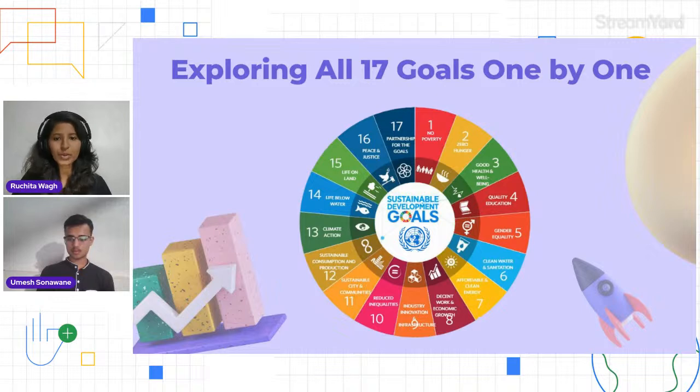So, the next goal, last but not the least, is partnership to achieve the goals. While building this solution, you can partner with companies with the same goals and provide a better solution. So this comes under the 17 goals of sustainable development.